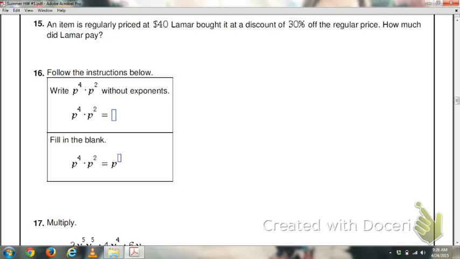So how much did Lamar pay? Well, what we basically have to do here is take 30% off of that $40. So this is how I would set this problem up. I'm going to do $40, and what I'm going to do is I'm going to try to multiply that by 30%.